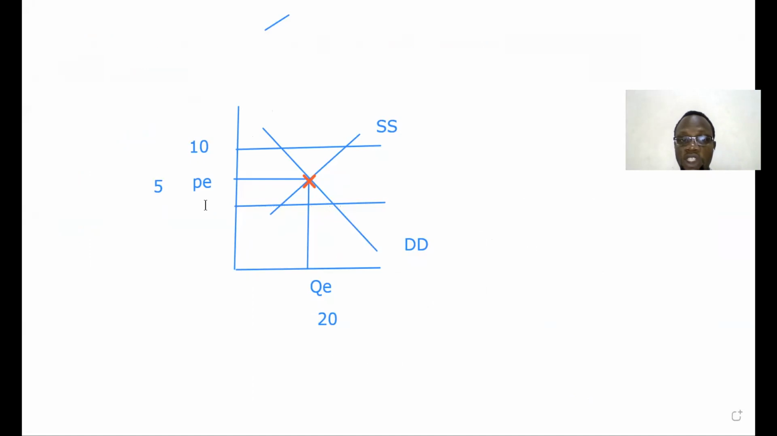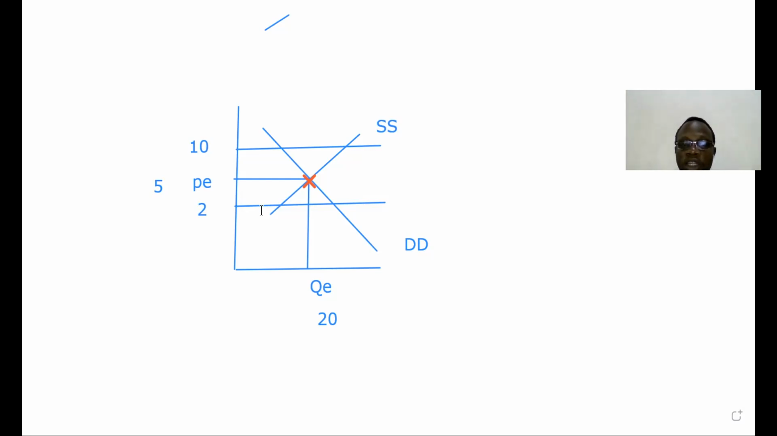Government says that you can only charge 2 cedis. Let's say government says you can charge 2 cedis. It means that even though the market says the equilibrium rent should be 5 cedis, government is imposing a price which is below the market price at 2 cedis, meaning that you cannot charge any price above that.